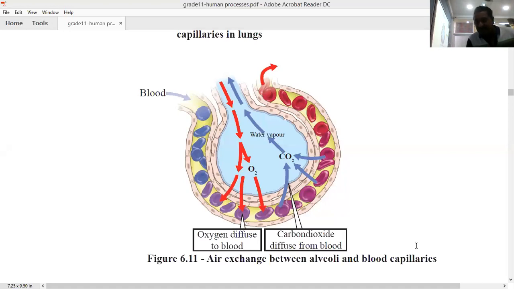Inhaled air contains the entire composition of the atmosphere. Nitrogen is the highest percentage one, but no change is done to those gases in the lungs. When we compare the composition of inhaled air and exhaled air, you can see that inhaled air has more oxygen, but exhaled air has less oxygen. Inhaled air has less carbon dioxide, but exhaled air has more carbon dioxide, and there is no change in the percentages of nitrogen and other gases. Atapattu, is it okay?